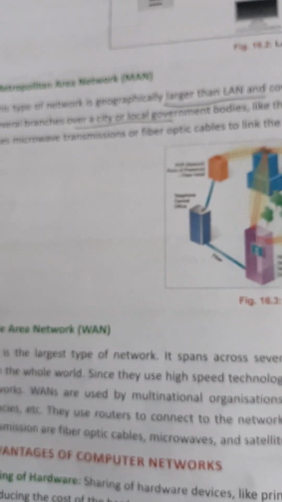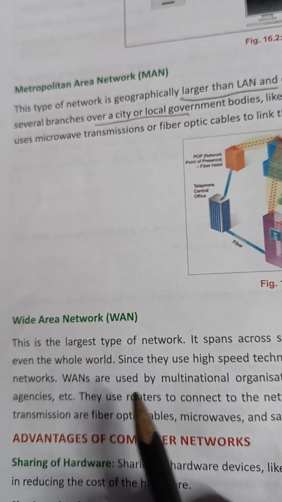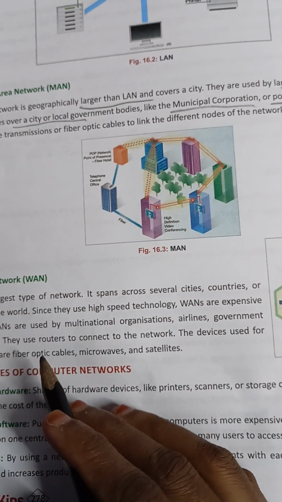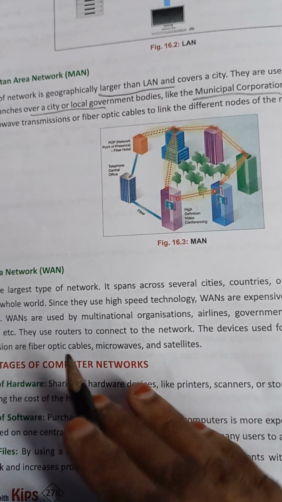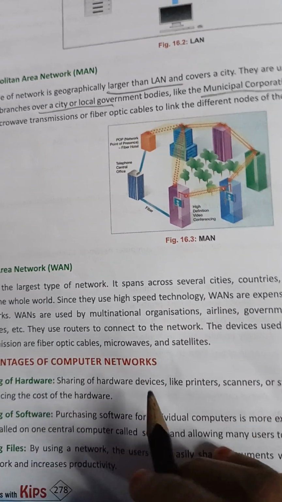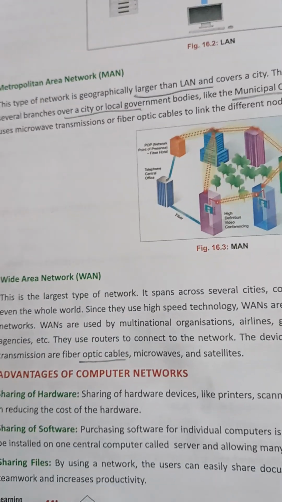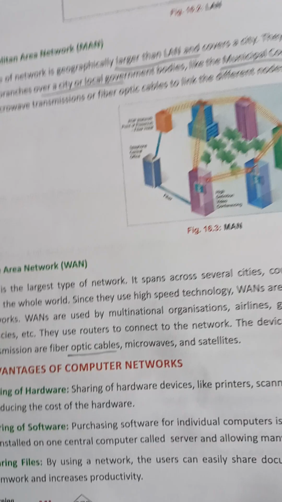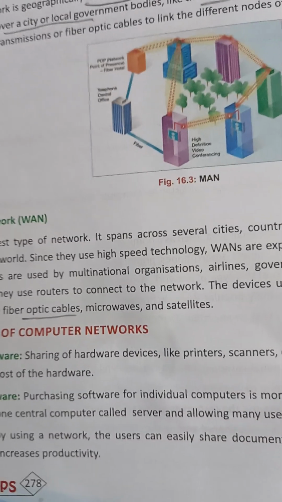Got it? So now moving forward, the wide area network. This wide area network is a large type of network. It is used across several countries. Routers are used to connect the data. Or else, I think you have learned in your physics about optic fibers and optic cables. With the help of these optic cables, we can transfer your data connection or internet over a very large distance also.